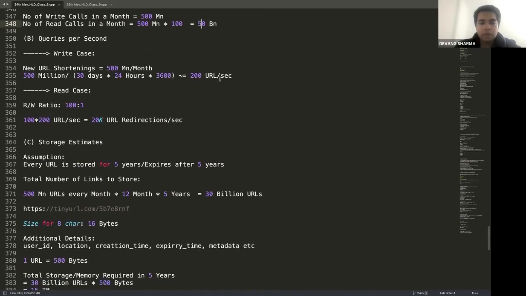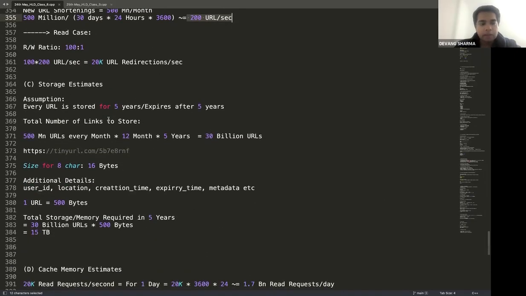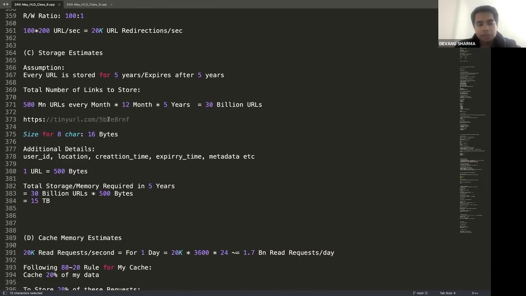Now, if I talk about that scale in queries per second, I'm talking about 200 URLs per second being created. That's the write case. The read case is 20,000 URL redirections per second. Then we talked about storage estimates. What does the storage estimate refer to here? Since my URLs are going to be stored for 5 years, with 500 million URLs a month, 12 months, 5 years, that's going to be 30 billion URLs that I need to store.